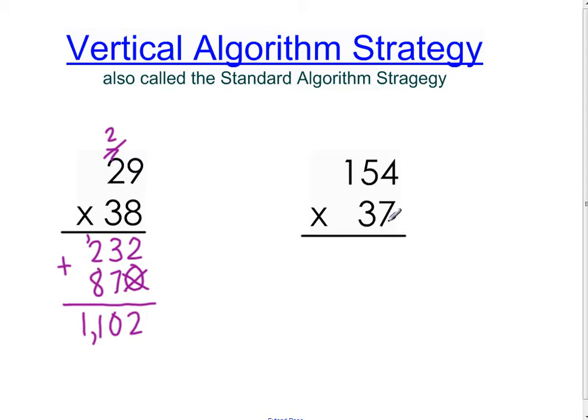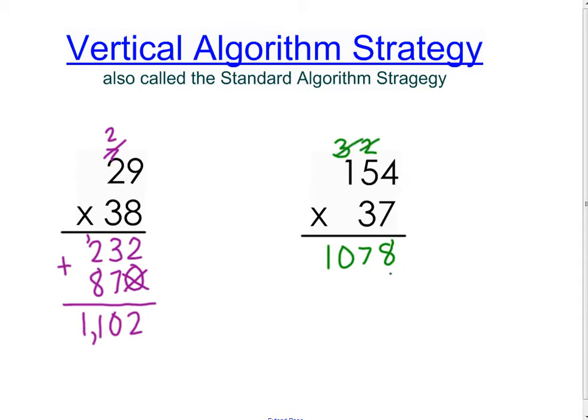7 times 4, we're going to distribute. 7 times 4 is 28. Regroup the 2, 28. 7 times 5 is 35, plus 2 more is 37. So put the 7 here and regroup the 3. And 7 times 1 is 7, plus 3 more is 10. We're going to cross off these regroup numbers so we don't use them again.